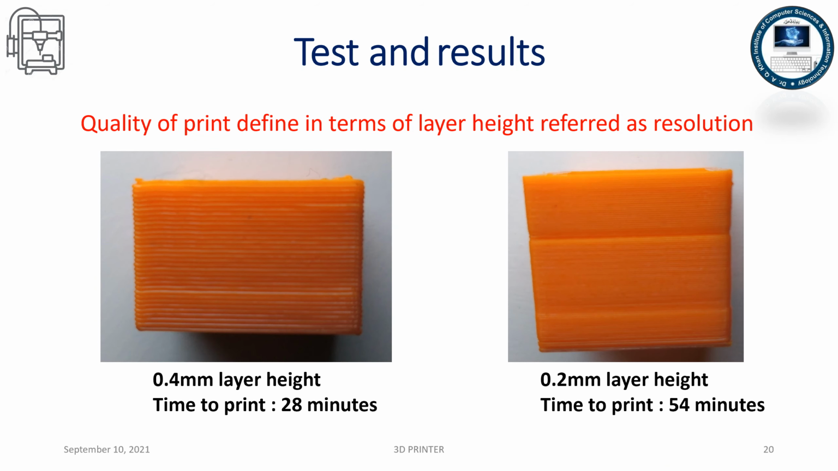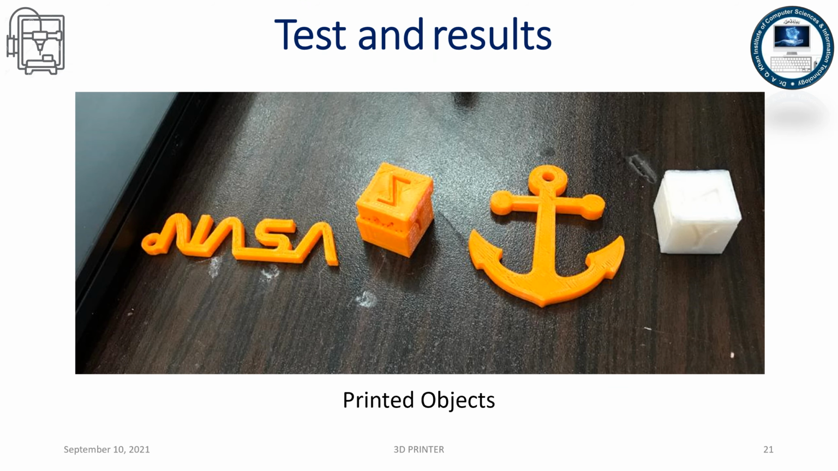Quality of print is defined in terms of layer height, also called resolution. On the left side, a 3D printed object with layer height 0.4 mm, and it takes about 28 minutes. On the right side, a 3D printed object with layer height 0.2 mm, and it takes about 54 minutes. The object on the right has good and fine quality due to the smaller layer height. Objects that our printer prints.